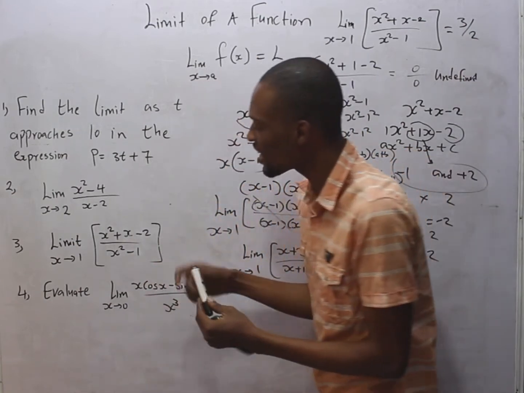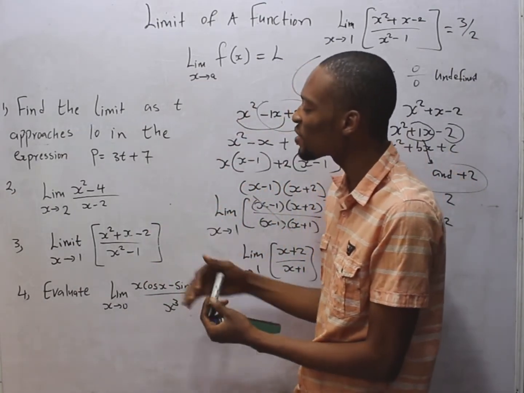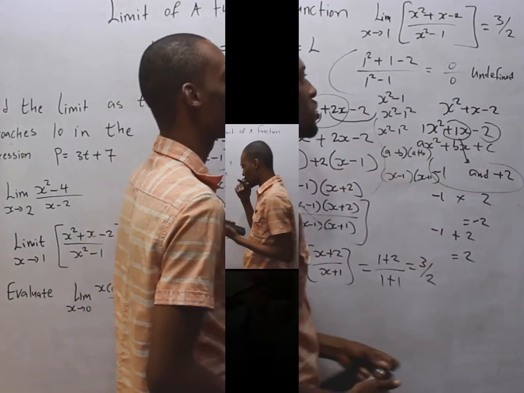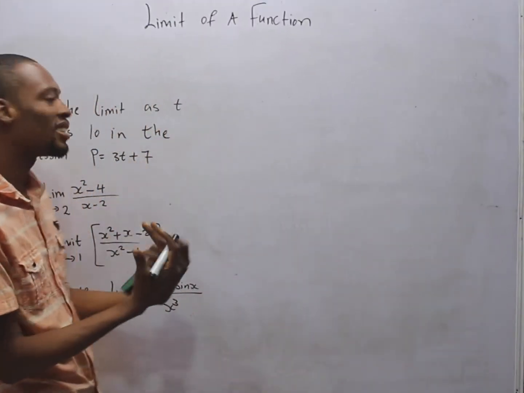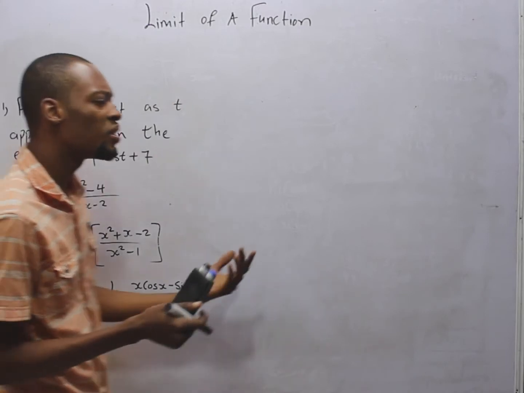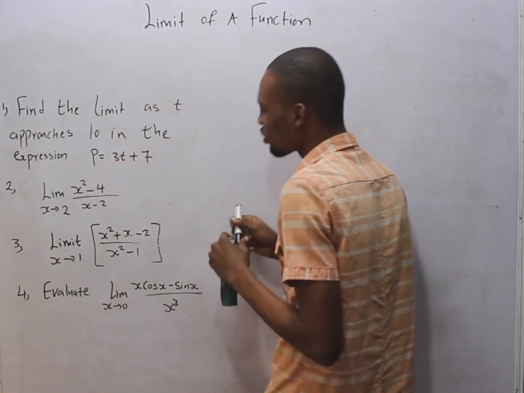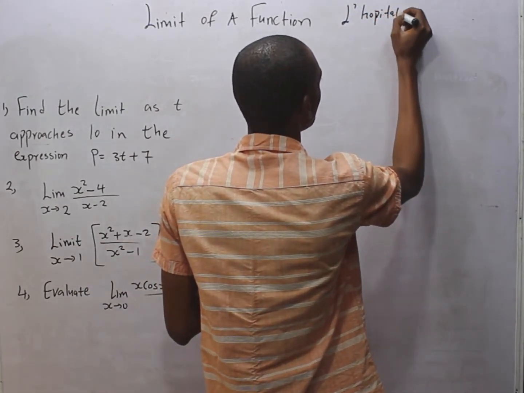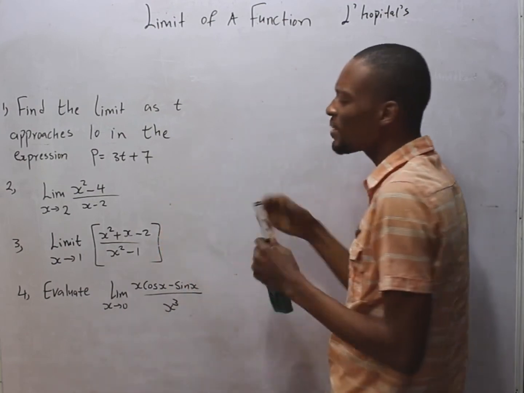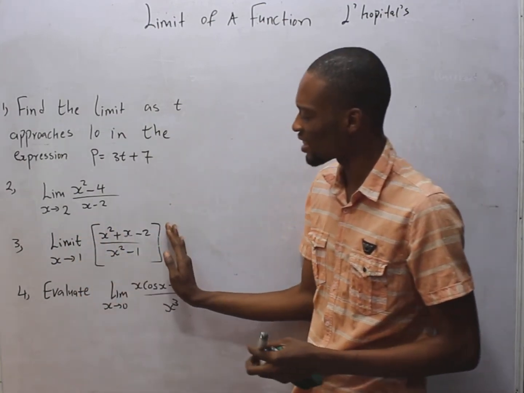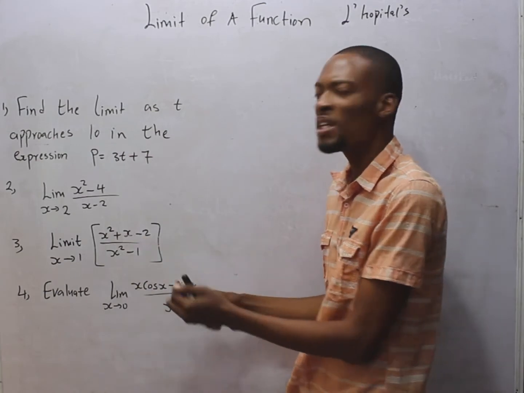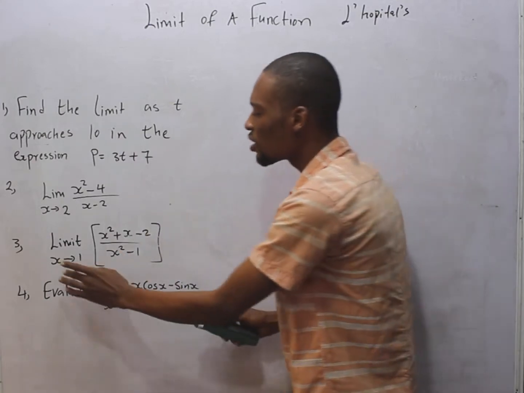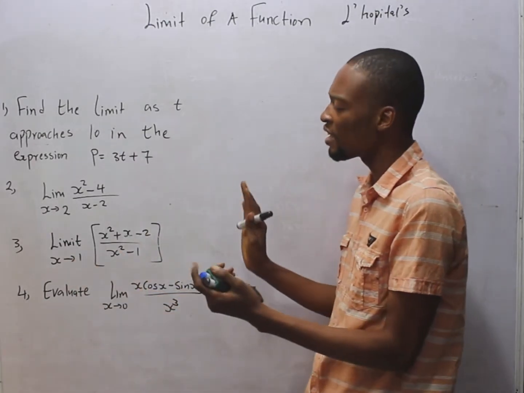The limit of S squared plus S minus 2 all over S squared minus 1 as S tends to 1 is equal to 3 over 2. Instead of using the long method we used in solving the question earlier, question number 3, we can simply apply L'Hopital's rule. L'Hopital's rule simply states that when you are given a function like this, having S, you can simply differentiate the top and differentiate the bottom separately. After that, you substitute the value. Your answer will be very, very easy.